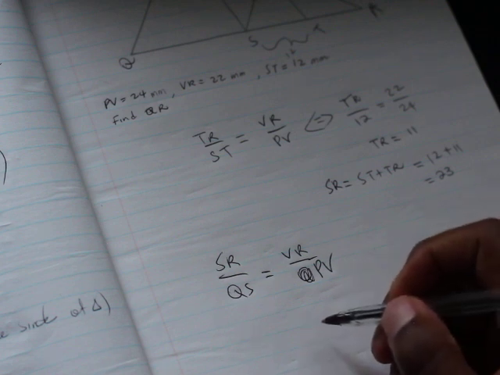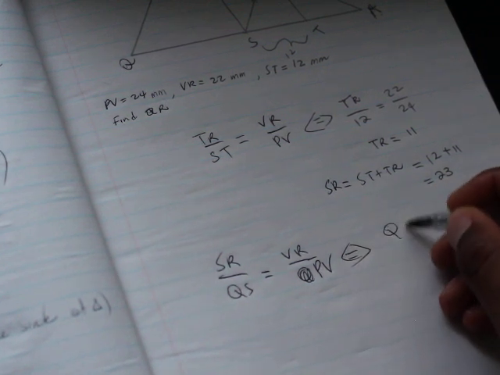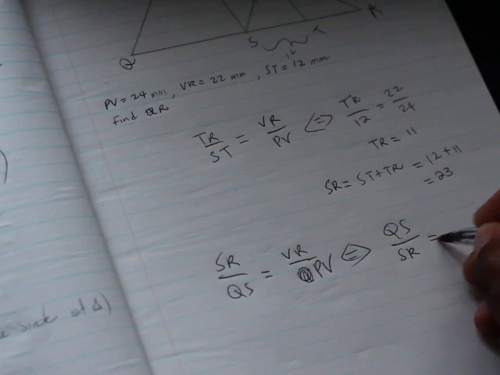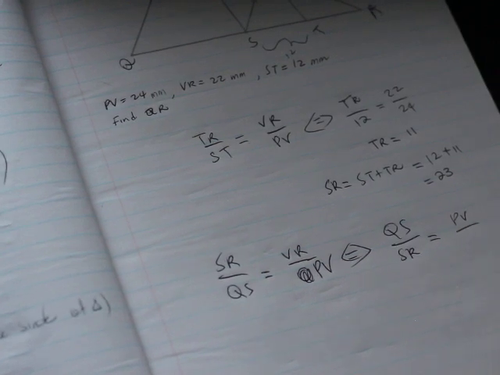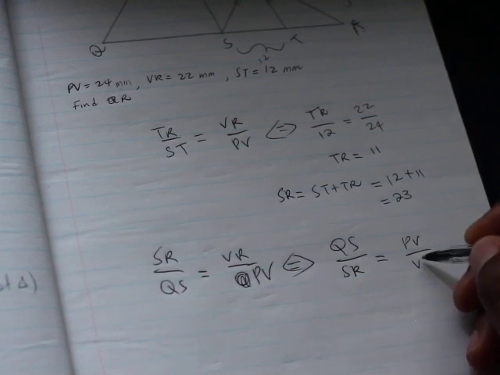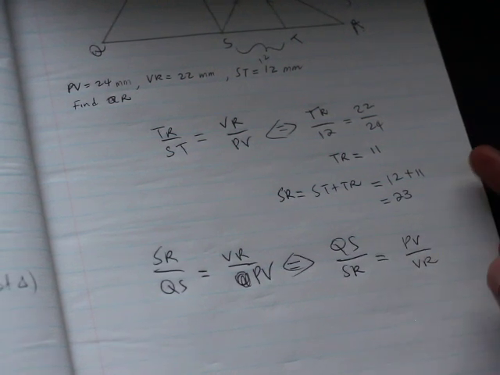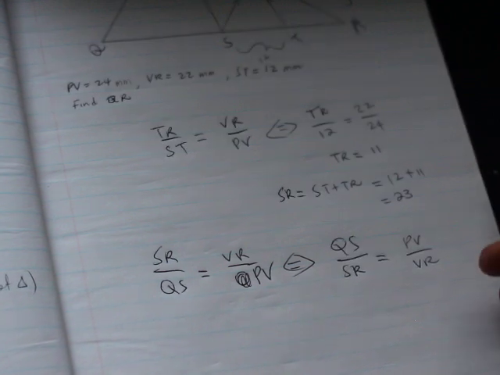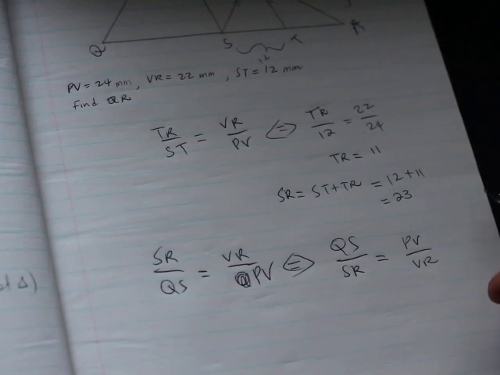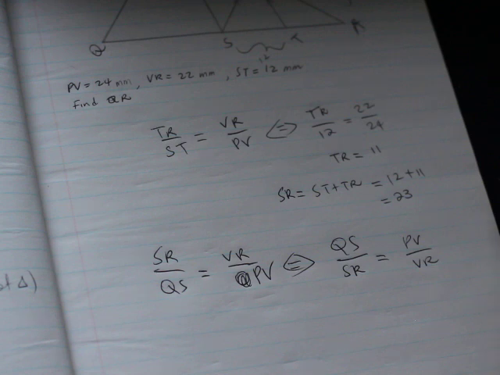So now let's do the substitution. We know for a fact that QS is what we're looking for. In fact, we can then go right ahead and invert this. QS over SR is equal to PV over VR. We are inverting simply because if QS is what we're looking for, we'd rather have it in the numerator so that it's easier for us to make it the subject of the formula. Do you understand? So if you flip one side of the equation, you must also flip the other side of the equation, then everything shall remain equal without any mathematical violation.